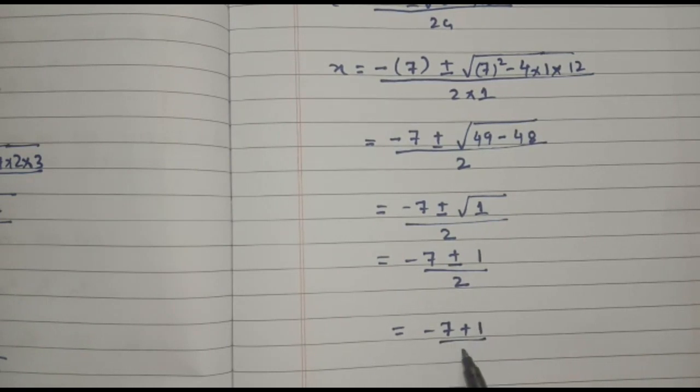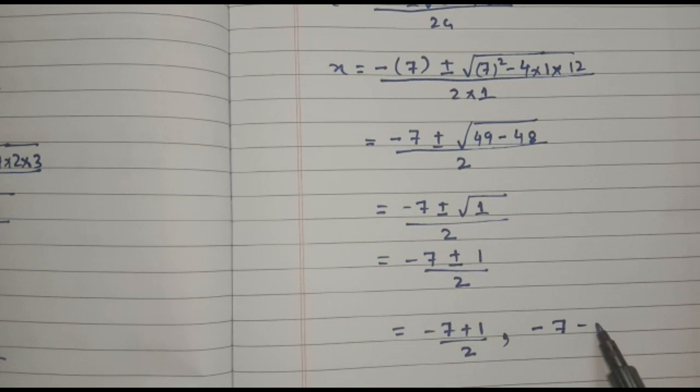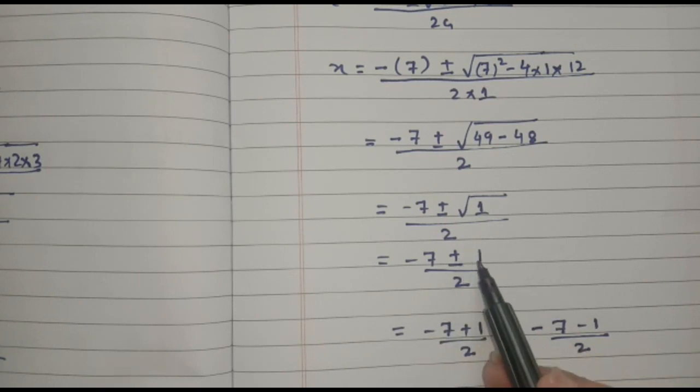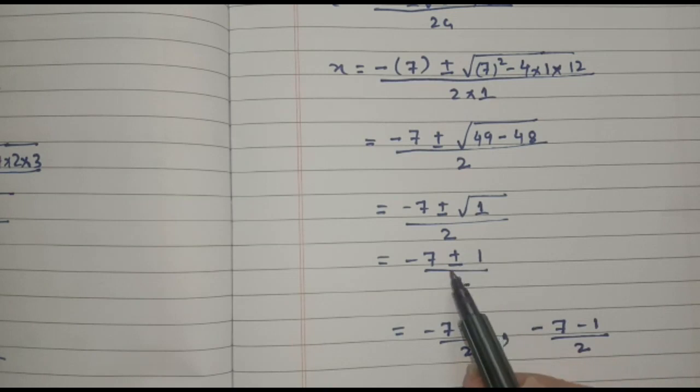plus 1 divided by 2 one time, another time minus 7 minus 1 divided by 2. This value will be as it is. If it is plus, plus. If it is minus, then minus. Only with this one value we have plus or minus. So one time plus 1, another time minus 1.